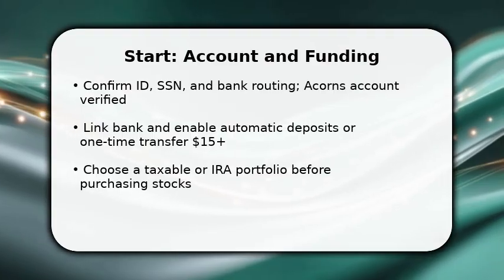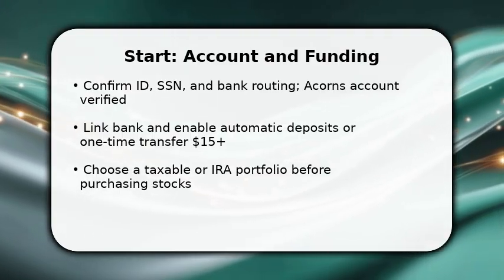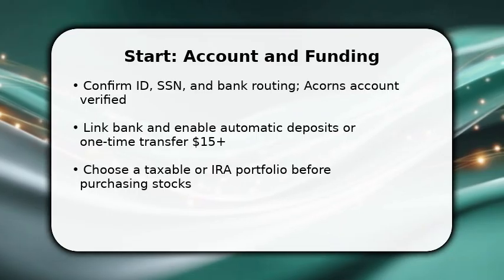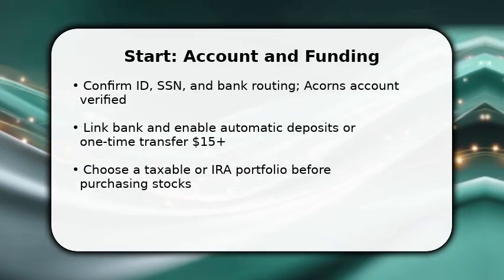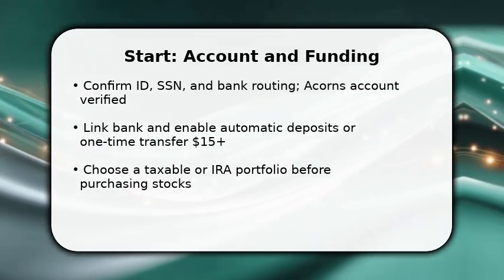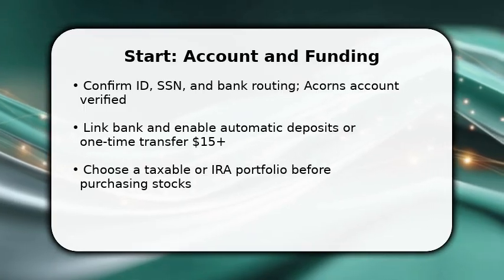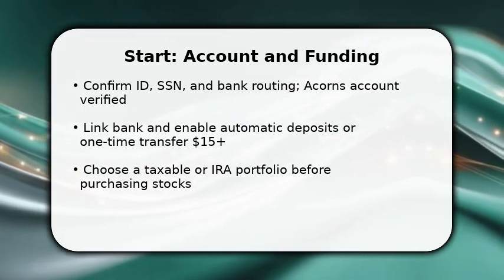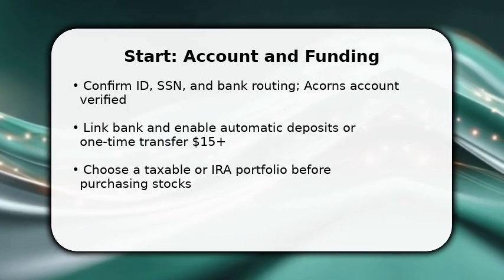You begin by verifying your identity and linking a bank so Acorns can move money. Once done, transfer a one-time amount or schedule recurring deposits. This funds buys. Make sure you select the correct account type, taxable or IRA, because tax treatment differs.